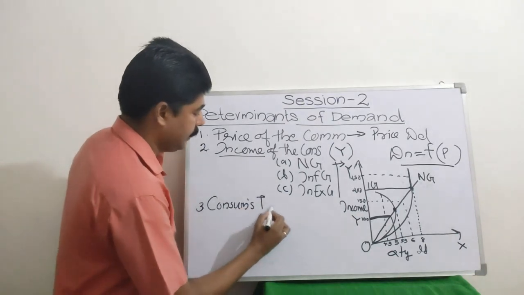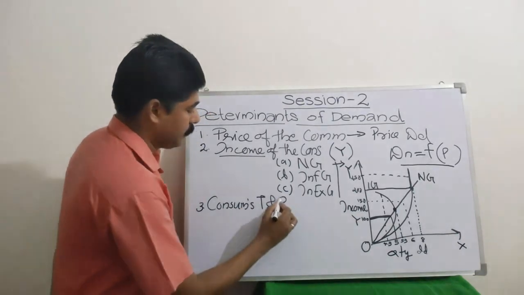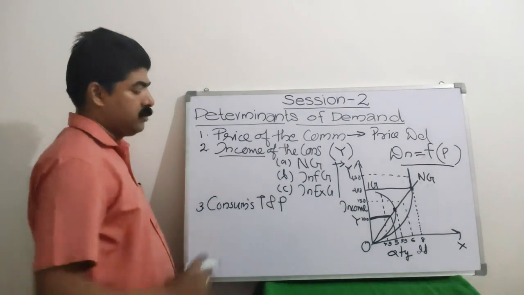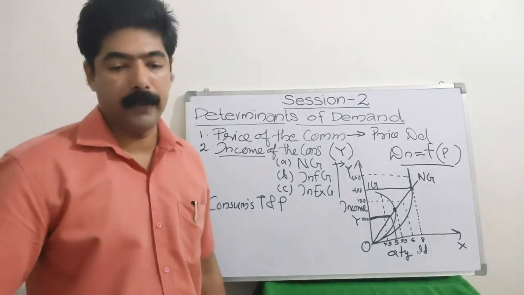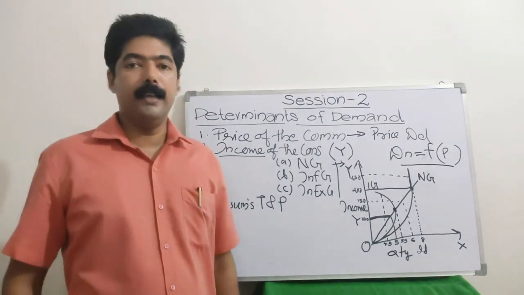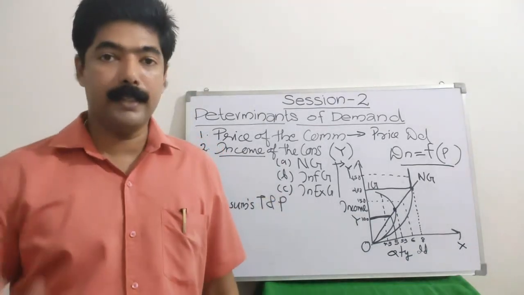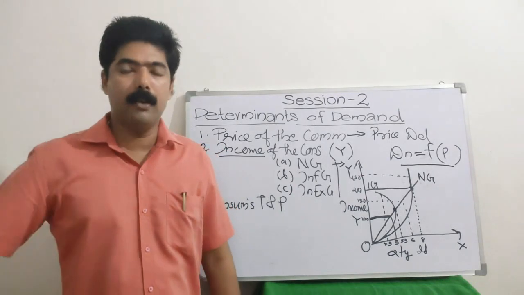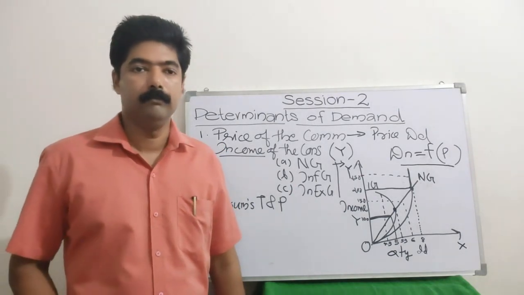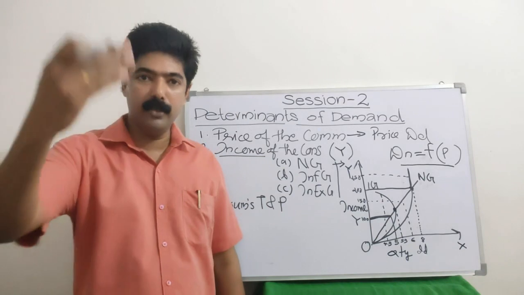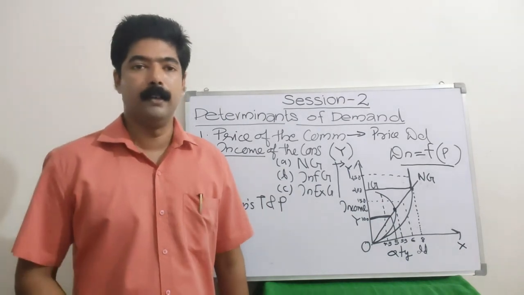Consumers' taste and preferences. I am writing it short. What are consumers' taste and preferences, and how do they affect the quantity demanded of a commodity? It is based on your taste and preferences.